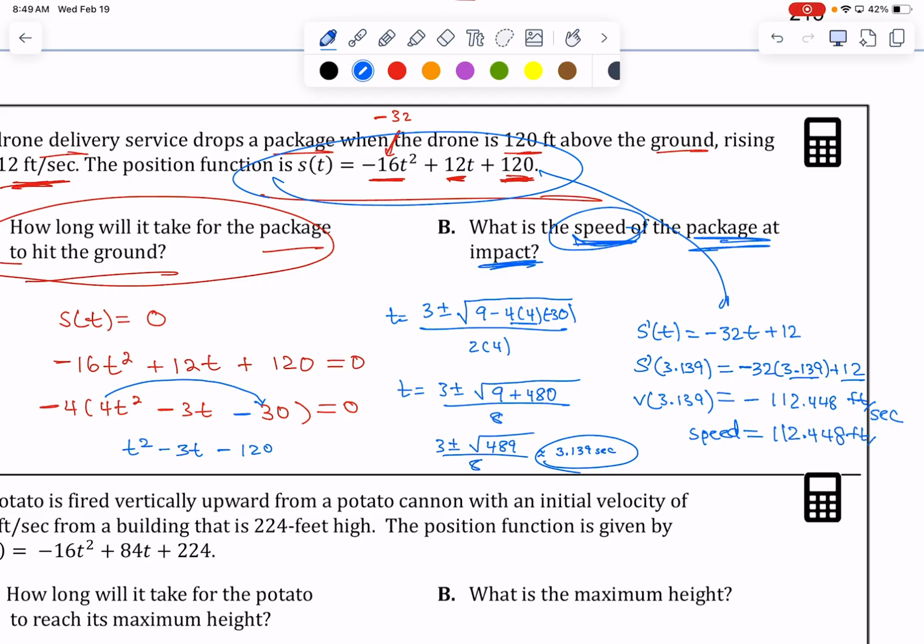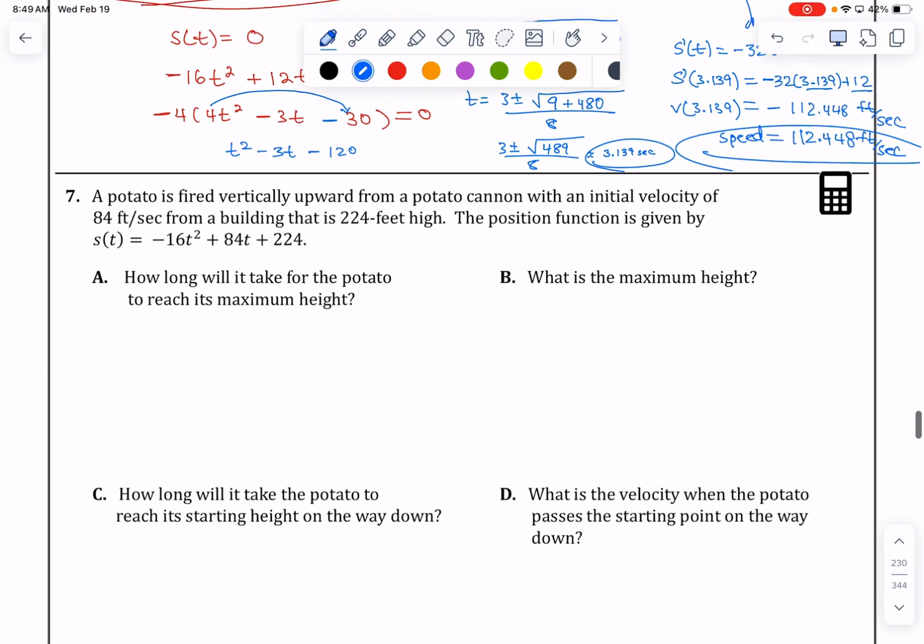Because speed doesn't care about which direction you're going. I just want to know how fast you're going. So speed is the absolute value of velocity.